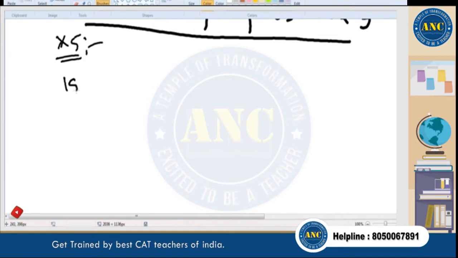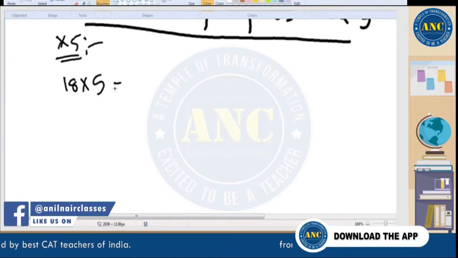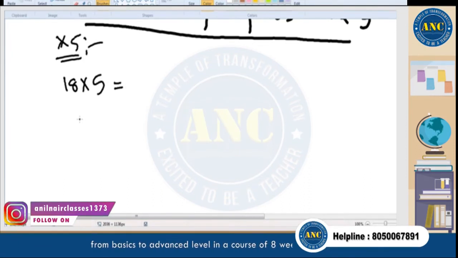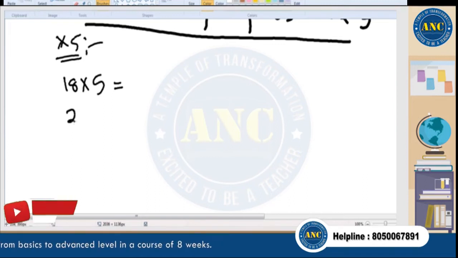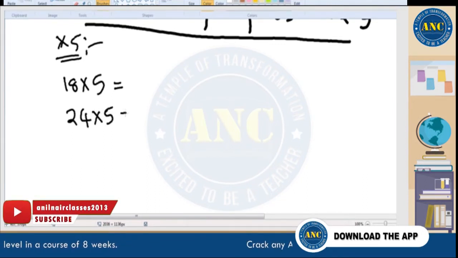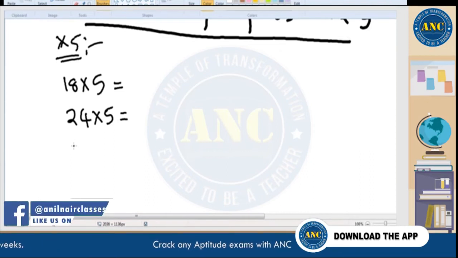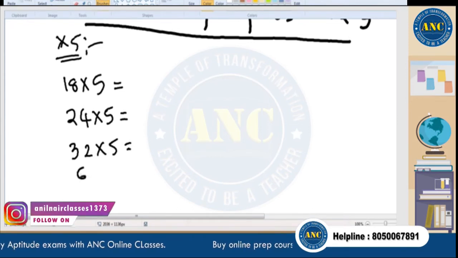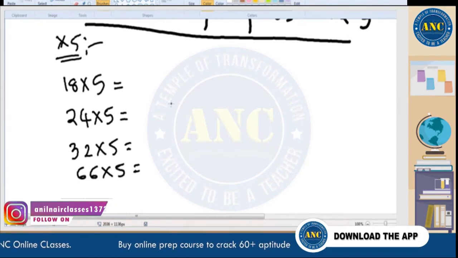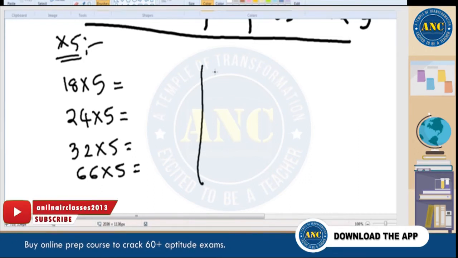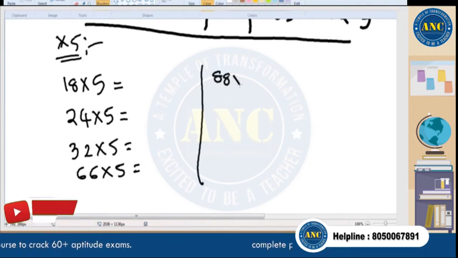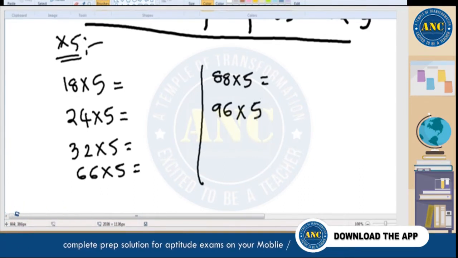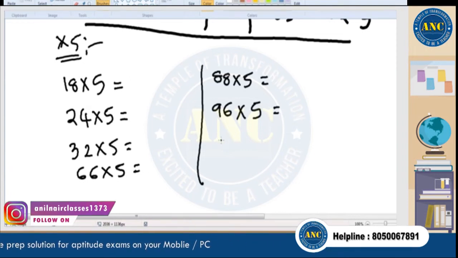Suppose 18 into 5 is there. If you know the 18 table, actually you can answer this step directly. If you don't know, you'll waste time. Okay, I'll increase it now. 24 into 5. Multiplication of any number with 5, sir. Now let me increase things. 32 into 5. And now let me increase it again. 66 into 5. Some more huge numbers. 88 into 5. Any number, sir. I'll never bother about the size of the number. 96 into 5. All these are 2-digit numbers.